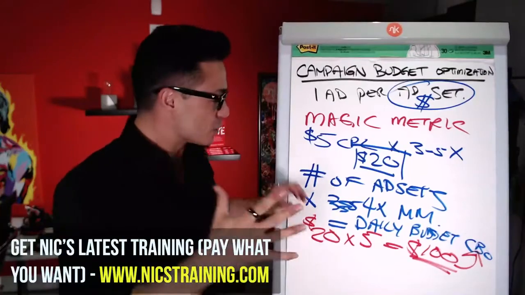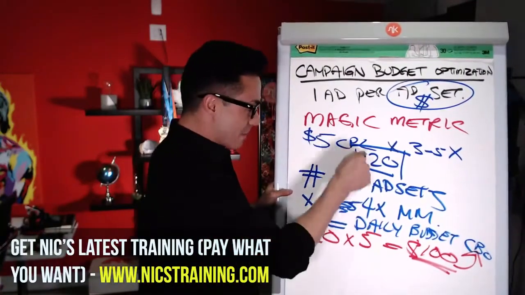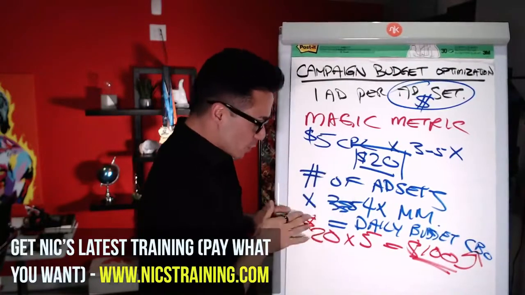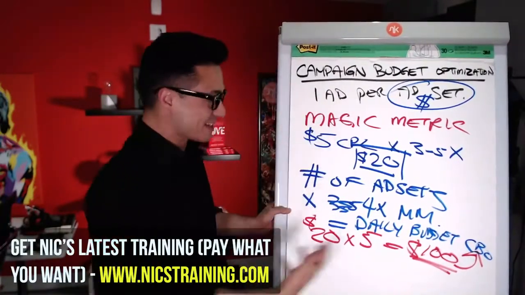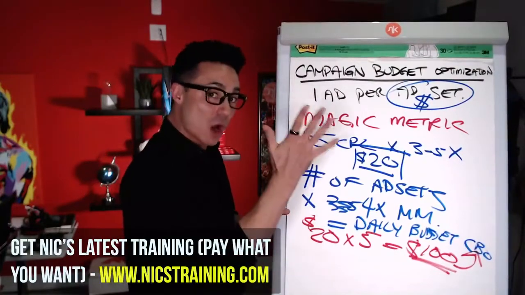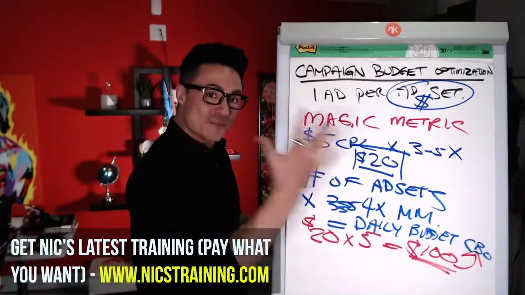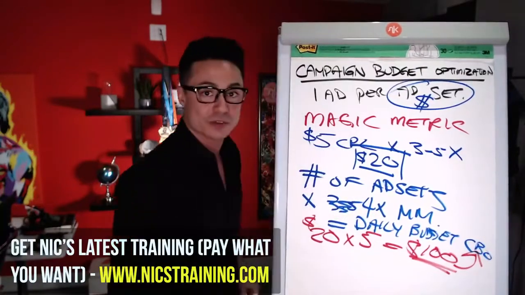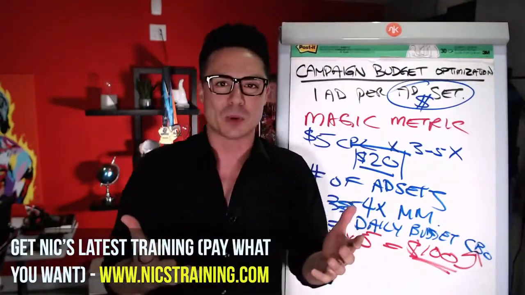when you are setting up your initial campaign. So it's the number of ad sets times 4x your magic metric, which ends up being your daily budget for campaign budget optimization. In this example, if our magic metric is $5, we times that by 4, $20, and we have 5 variations in there, then it's $100. If it's 10 variations, it's $200. You get the point here.